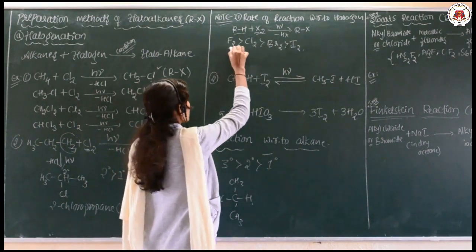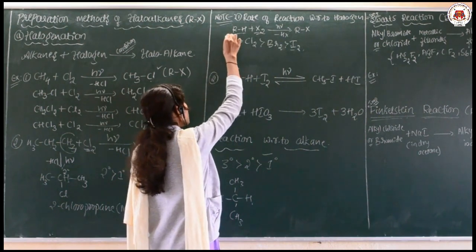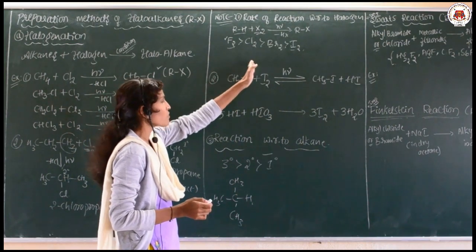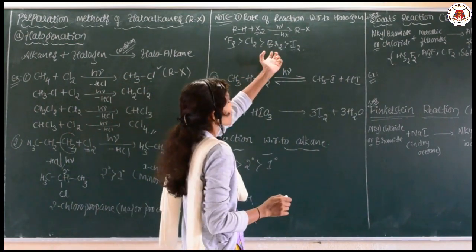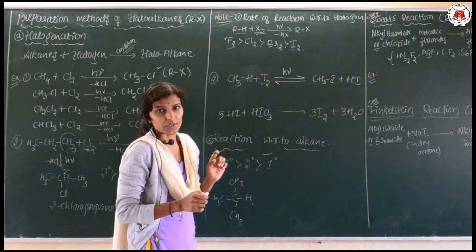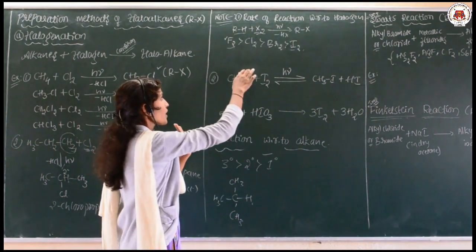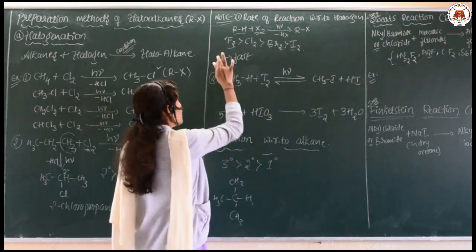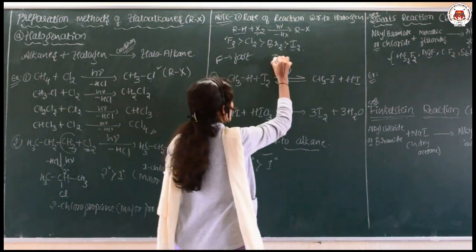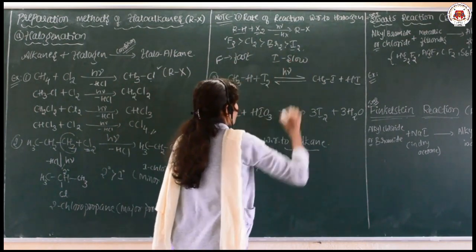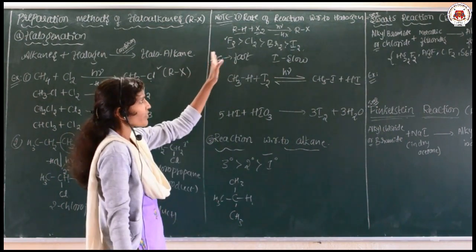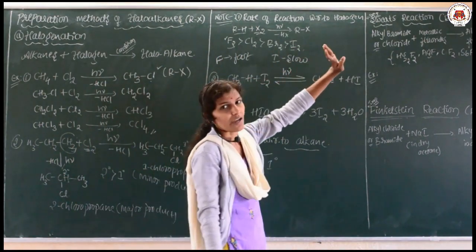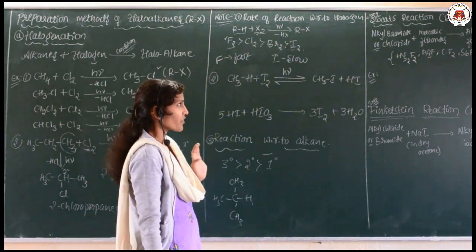Suppose I take the fluorine to iodine series. Fluorine is more reactive than chlorine, chlorine is more reactive than bromine, and bromine is more reactive than iodine. Fluorine undergoes a very fast reaction, while iodine undergoes a very slow reaction. That is why the series is in this way: fluorine is more reactive than chlorine, than bromine, than iodine. So this is the first point.